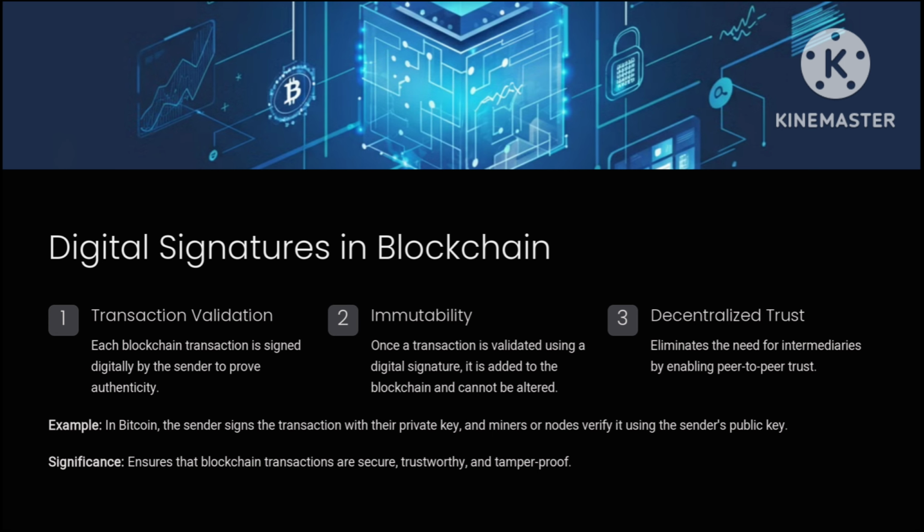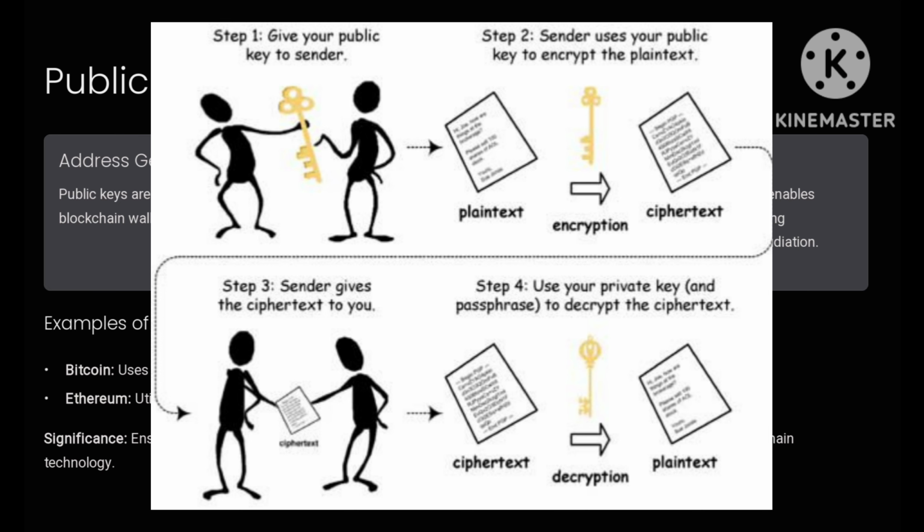Example. In Bitcoin, Alice signs a transaction to transfer 1 BTC to Bob. Miners verify the signature using Alice's public key before adding it to the blockchain. Why it's important. Without digital signatures, blockchain systems couldn't function securely, as there'd be no way to verify the authenticity and integrity of transactions.